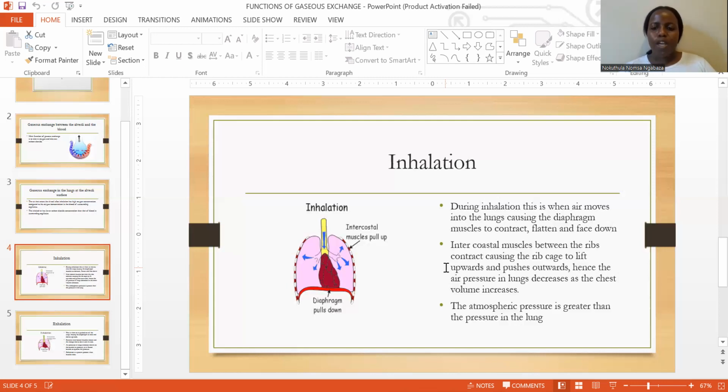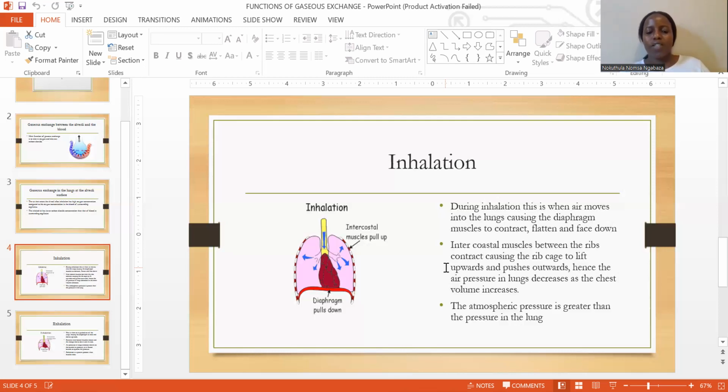You're breathing in. So as you're breathing in, one thing that is going to happen is that the air pressure in the lung is going to what? To decrease. But the volume in the chest, or the pressure in the chest, is the one that is going to what? To increase. So what happens is that we've already discussed this before, that as you are breathing in, guys, you are going to have more pressure that comes from the atmosphere than the pressure that you're going to find in the lungs.